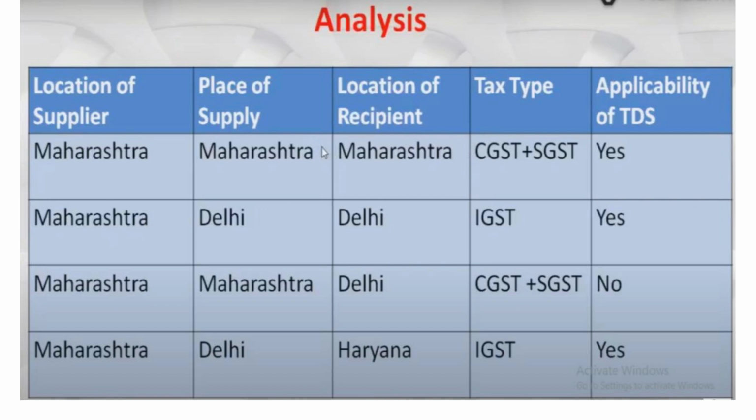In which case will TDS not apply? Location of supplier and place of supply are in one state and location of recipient is in another state, not any of these two states, in a different state.